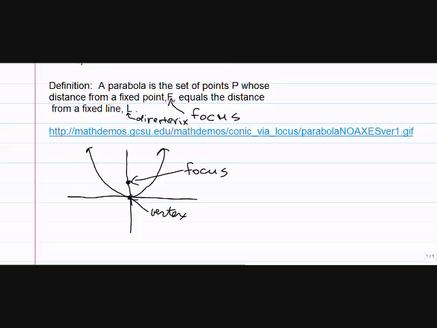That's just my arrows. I didn't make a right angle. That's just an arrow pointing to where the vertex is.